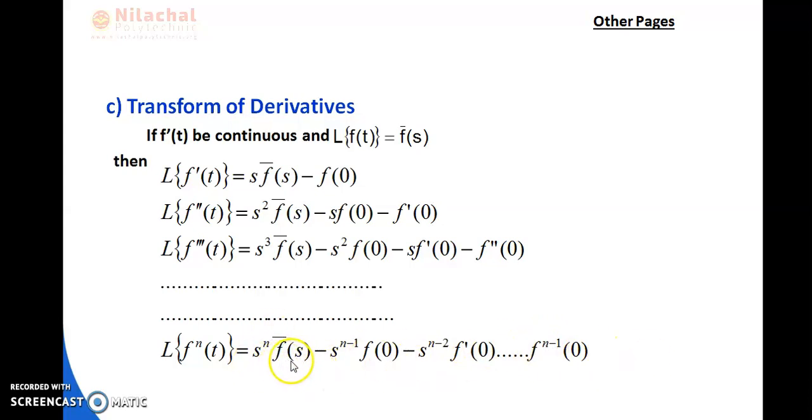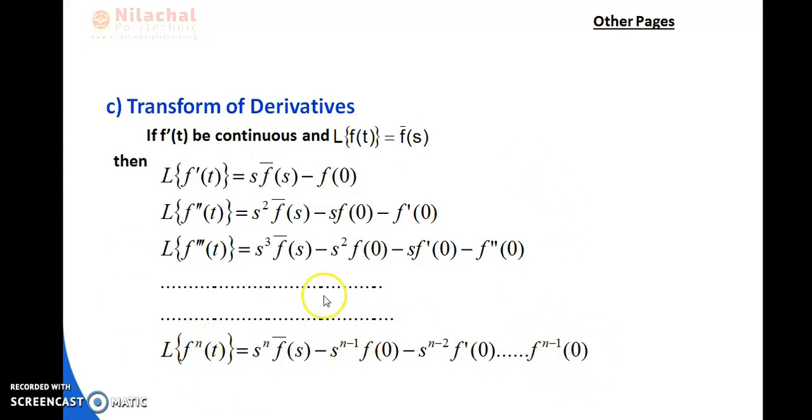So s to the power n f bar s minus s to the power n minus 1 f of 0 minus s to the power n minus 2 f dash 0, and so on up to the last term, s to the power 0, that is 1, with the n minus 1th derivative of f at 0. So for the third derivative, the last term will be the second derivative; for the second derivative, the last term is the single derivative. So for the nth derivative, the last term will be the n minus 1th derivative.